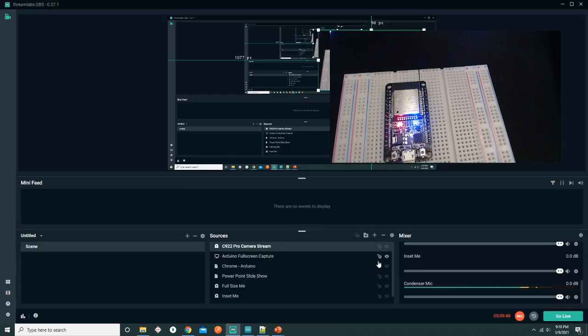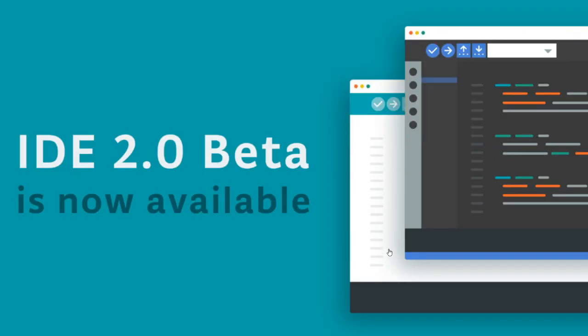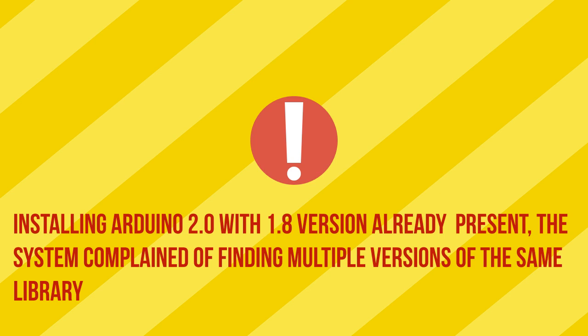So guys, there are a couple of things I want you to understand before you proceed with the installation of this particular IDE. Earlier I was having Arduino 1, like the latest version 1.8 or whatever was there. Along with that, when I installed this particular IDE, Arduino 2.0, it started complaining about finding multiple versions of the same libraries and things like that.